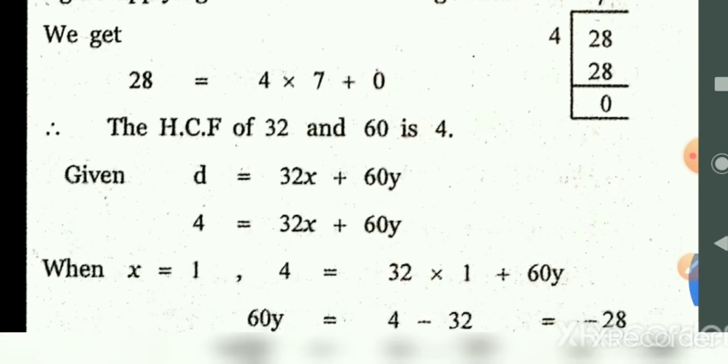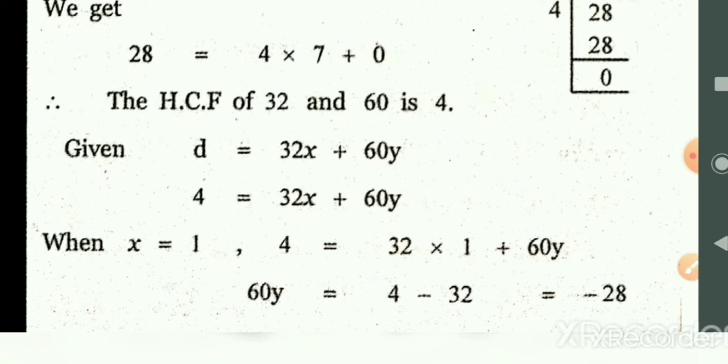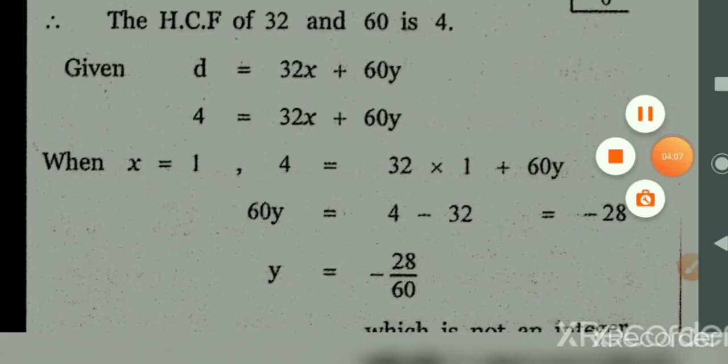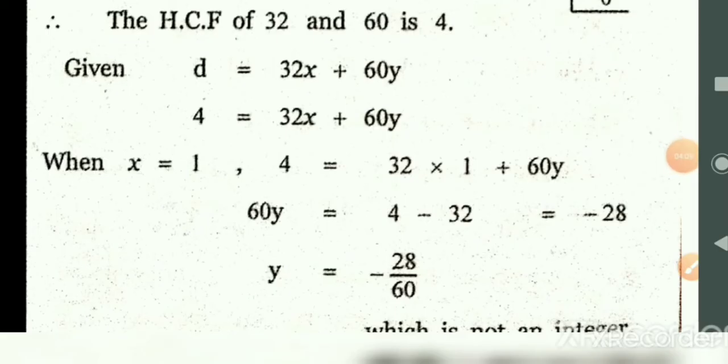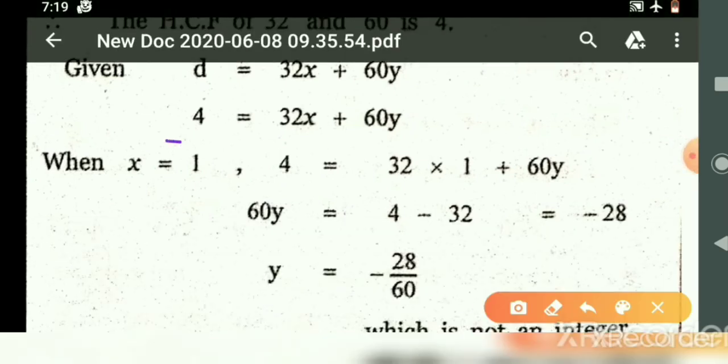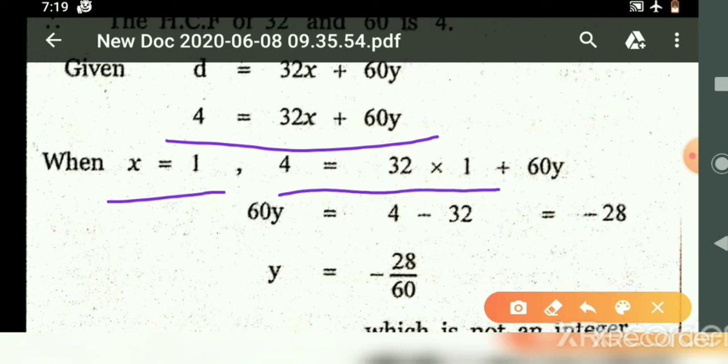So D is equal to 32x plus 60y. Now we have found that the HCF of 32 and 60 is 4. So 4 is equal to 32x plus 60y. Now we take x is equal to 1. So 4 is equal to 32 times 1 plus 60y.